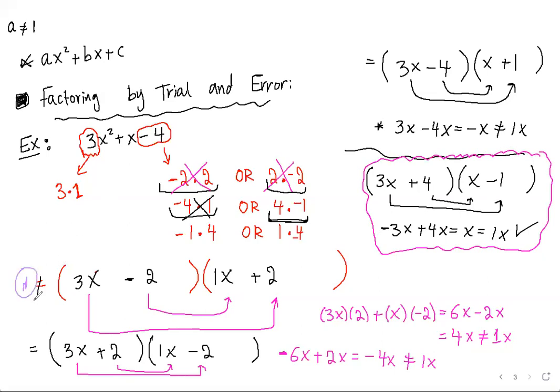So this is the first step. It's not going to work. Second one, it's not going to work. Third one, it's not going to work. Fourth one worked, with these two numbers, 4 and minus 1. Makes sense? Any questions so far?